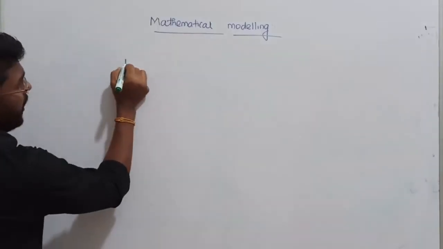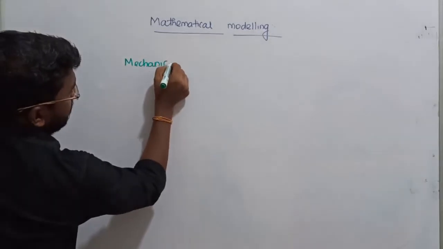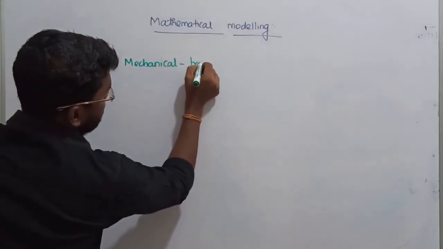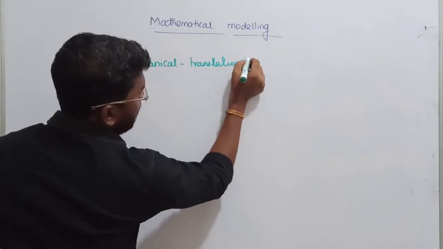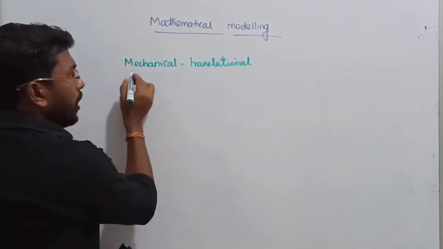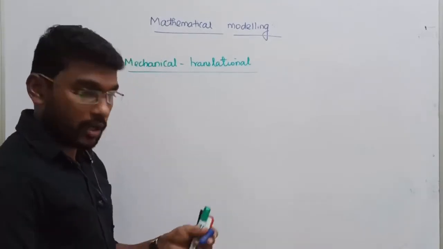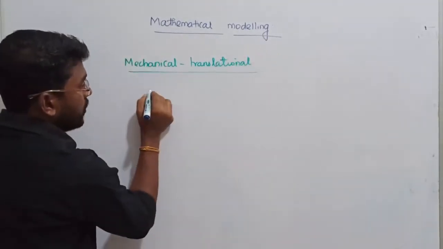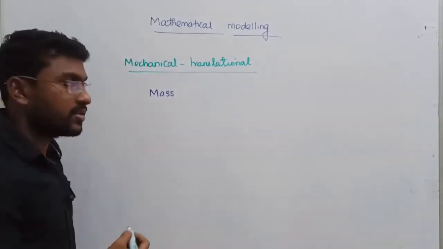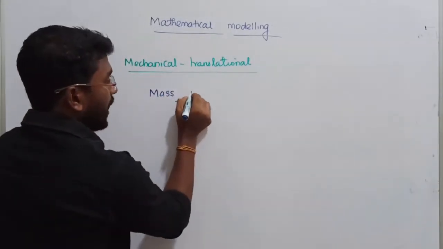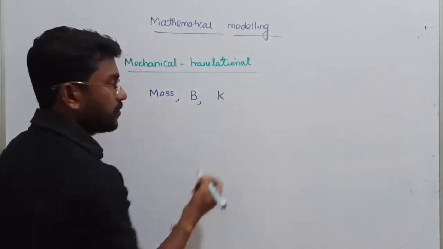Let us take the mechanical system. First let us take the mechanical translational system. In the mechanical translational system, we are going to observe three elements in total. Let me write them directly. One is the mass of the system. First we observe the mass of the system, then the damping coefficient of the system, and then the spring coefficient of the system.